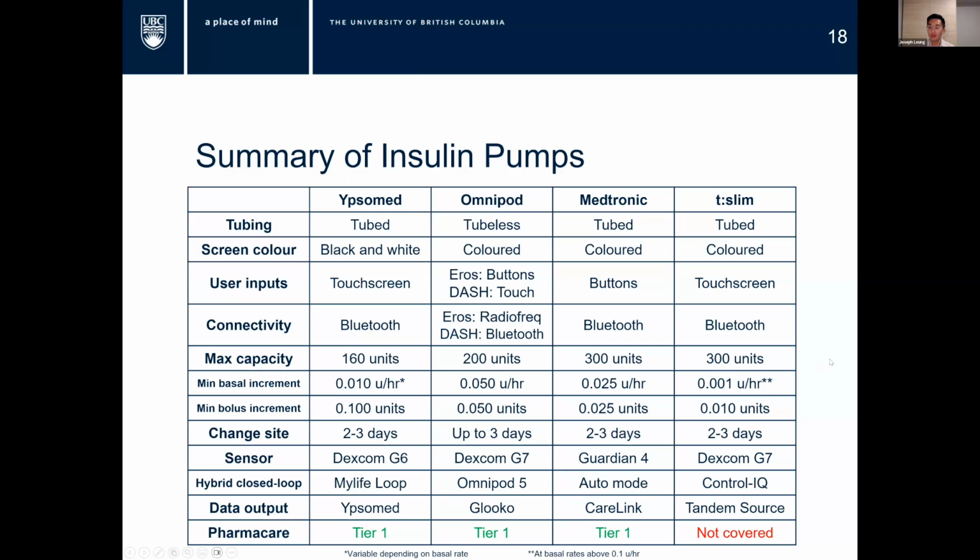So here is a chart summarizing all of these different insulin pumps. This is the chart that I wish I had at the beginning of fellowship, but here I've made it for you to summarize some of the special features of each of these insulin pumps for your quick reference.